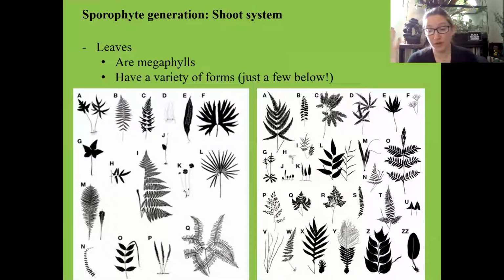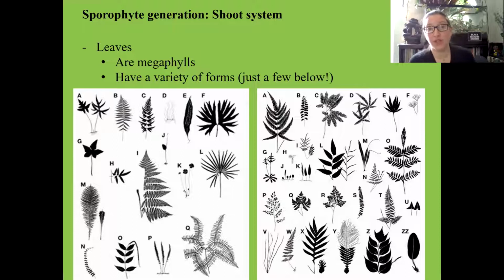So, more diversity. Ferns are incredibly diverse. It's part of the reason why I find them so captivating, because they have a lot going on for them. If you study ferns, you're never going to be bored. There's so much diversity. And here's another example of that. So ferns have megaphylls, which we will talk about in a little bit.